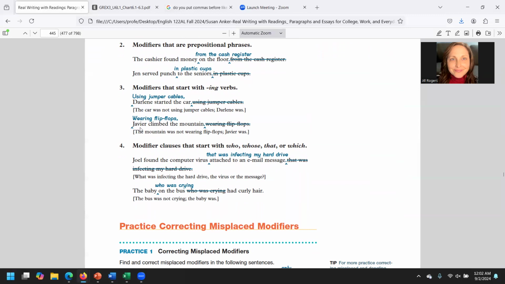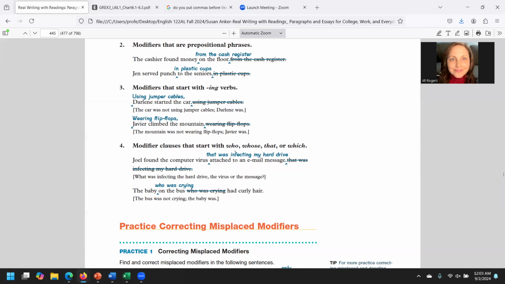And then this one: Javier climbed the mountain wearing flip-flops. It sounds like a mountain is wearing flip-flops. So you have to put who's wearing flip-flops? Javier. Javier was a very daring soul. He wore flip-flops when he climbed the mountain. So we want to express it that way: Wearing flip-flops, Javier climbed the mountain.